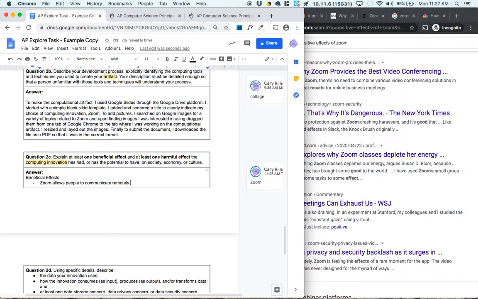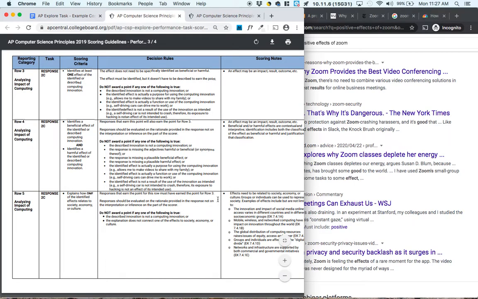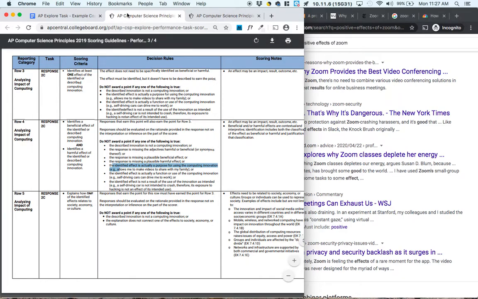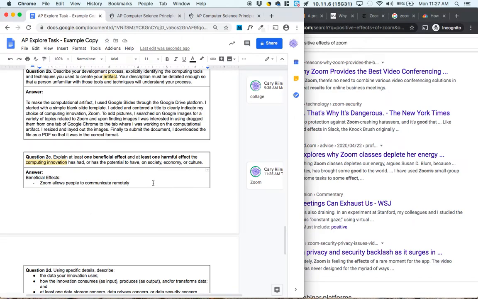And I'm illustrating here actually a big mistake. One of the things that the AP exam really highlights is the difference between a purpose and an effect. So we do not get the point if we identified the purpose of the computing innovation instead of an effect of the computing innovation. In this case, the purpose of Zoom is to communicate remotely. So this is actually a purpose, not an effect. And so if I include this as my beneficial effect, I will not get any points here.